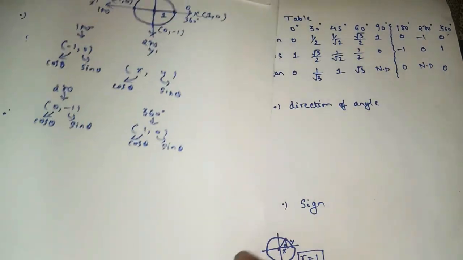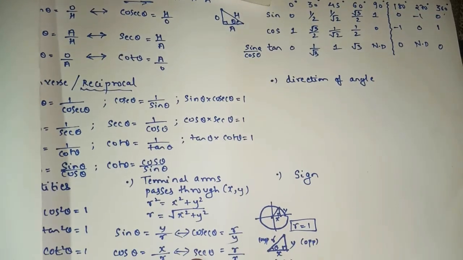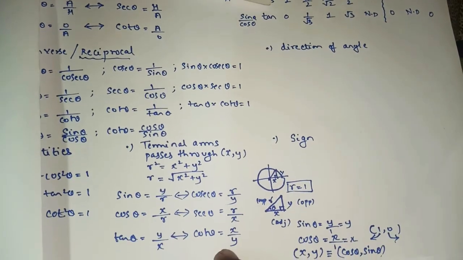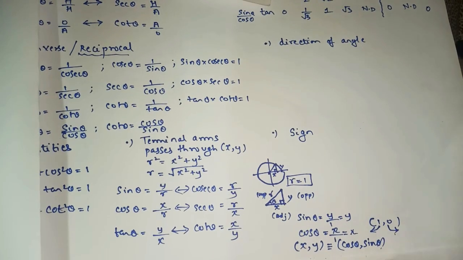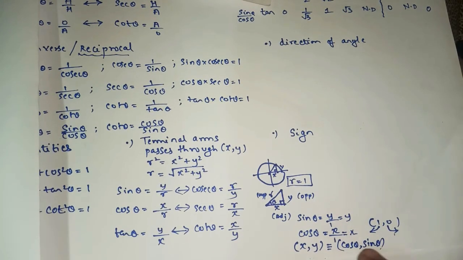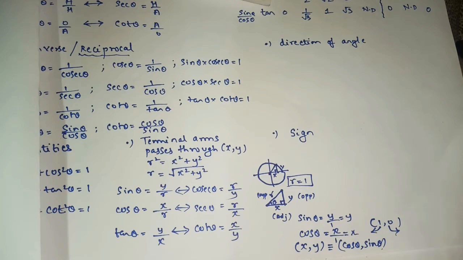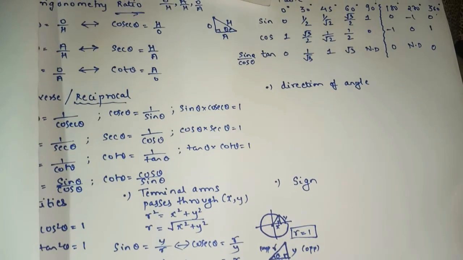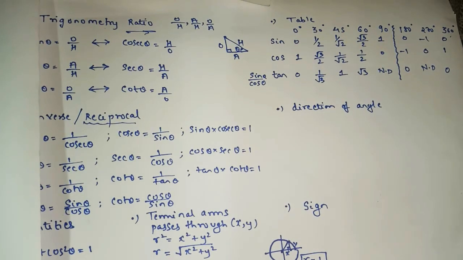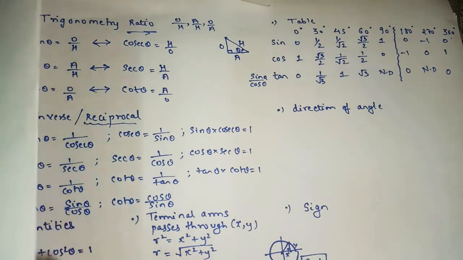And just remember, with the help of this formula we come to the conclusion that your x coordinate indicates what? Cos theta, and y coordinate indicates what? Sin theta. Okay, so now let's move on to the directions of angle.